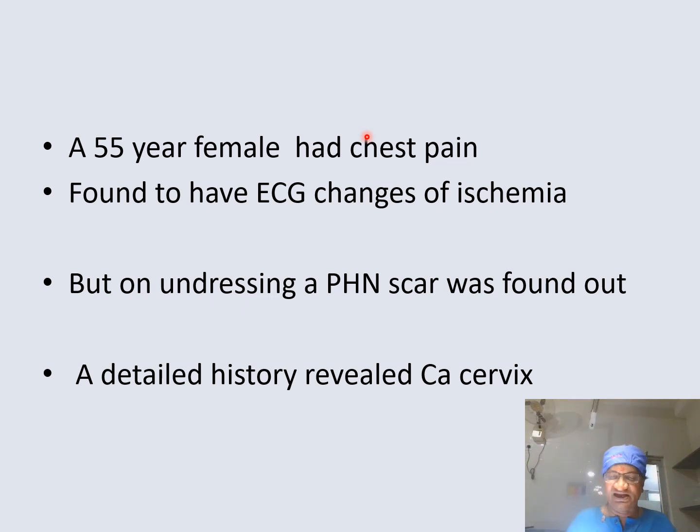So ECG was taken. As usual, ladies know, ECG was taken. It showed some ST changes, and she was diagnosed as ischemic heart disease, and she was given isordil, beta blockers, aspirin, and all. Then suddenly one day I saw that there were herpes zoster healed lesions. Then I went into the history. This patient had CA cervix.